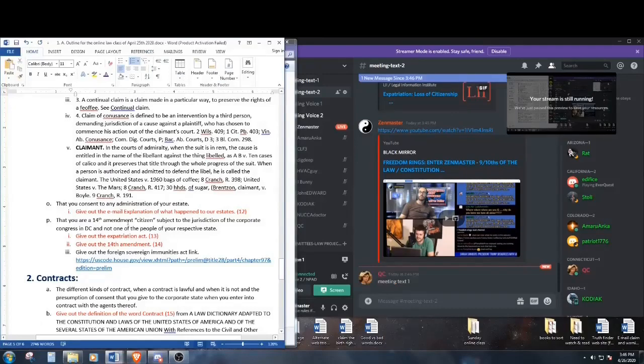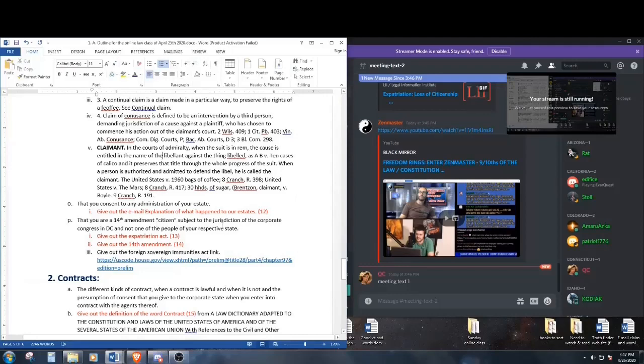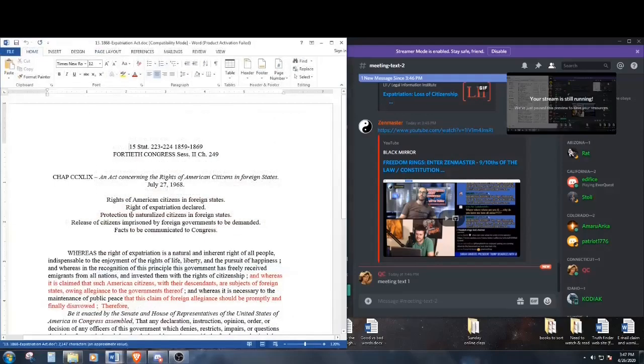Let's get on to P here. Another presumption is that you are a 14th Amendment citizen, subject to the jurisdiction of the corporate Congress in DC, and not one of the people of your respective lowercase s state. So the Expatriation Act is document number 13, and let's go over that real quick.